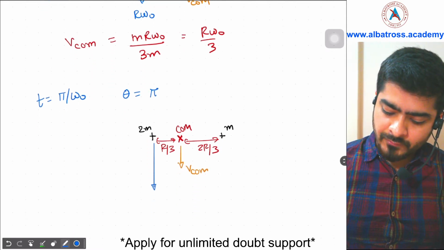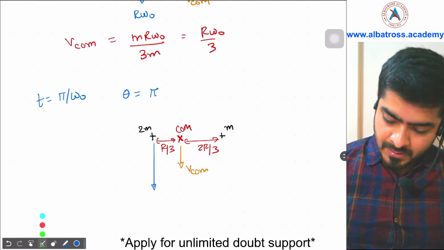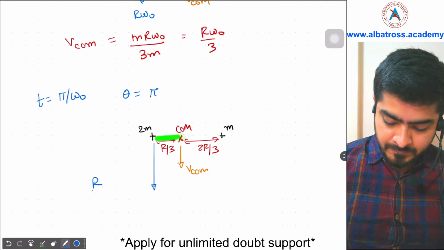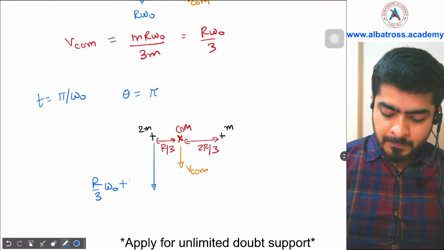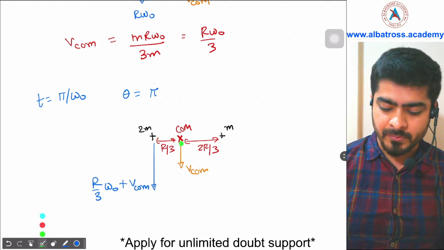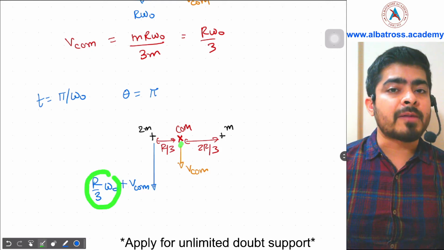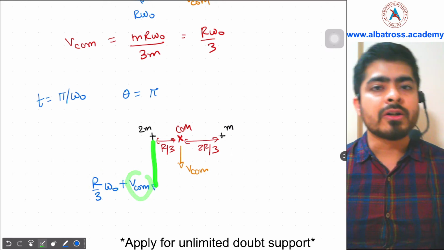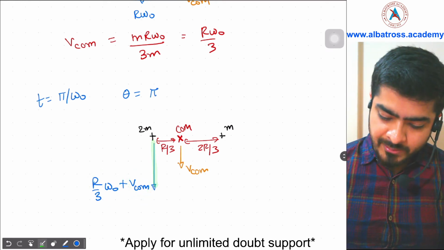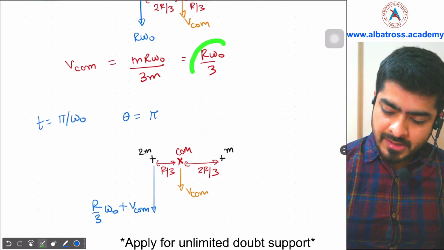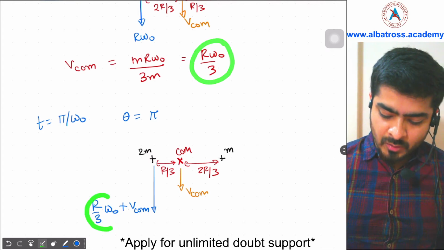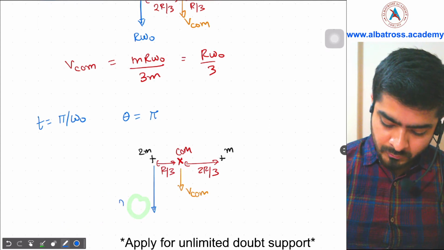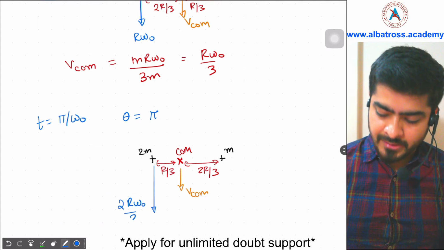So the velocity of 2m will be, with respect to center of mass, r by 3 into omega naught, plus the velocity of center of mass should be added. With respect to center of mass, this is the velocity, plus we add the velocity of center of mass. So this is the total velocity of 2m. So how much is this equal to? vcom is r omega naught by 3. So r omega naught by 3 plus r omega naught by 3, we get the total to be equal to 2r omega naught by 3.